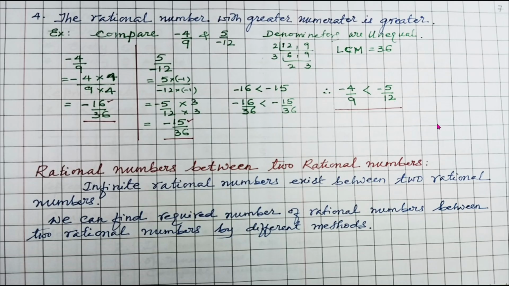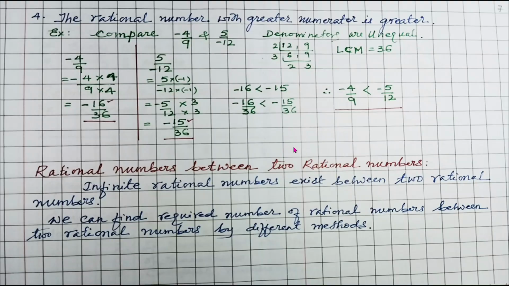The procedure is again very simple. First of all, check whether the denominators are the same. If they are not the same, make the denominators the same by taking their LCM, and then find the equivalent rational numbers. Compare the numerators. Whichever numerator is greater, that rational number will be the greater rational number.